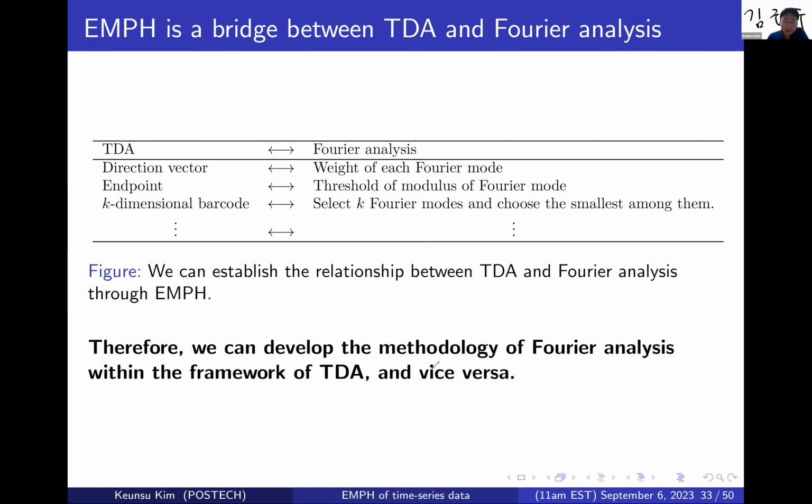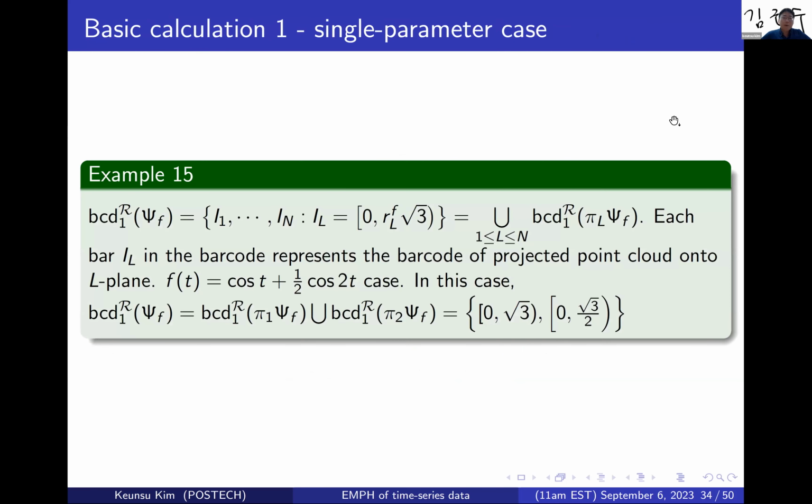So we can develop the methodology of Fourier analysis within the framework of TDA and vice versa. Now I will show you a simple calculation given time series data. This is a single parameter case. The one-dimensional barcode of a Liouville torus is given by this.